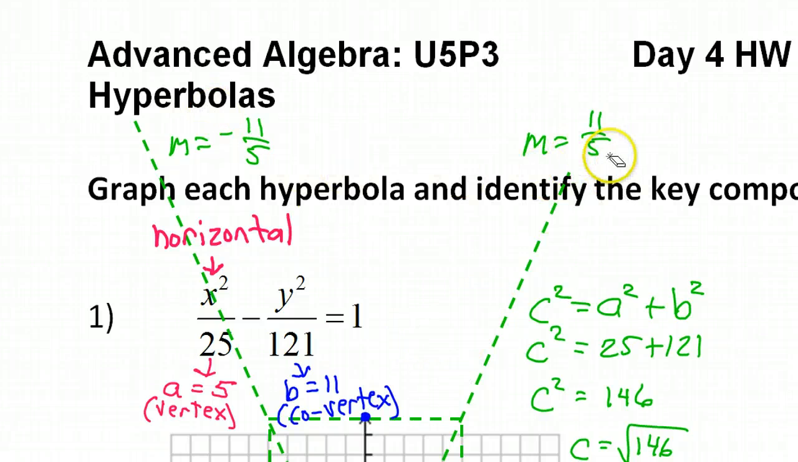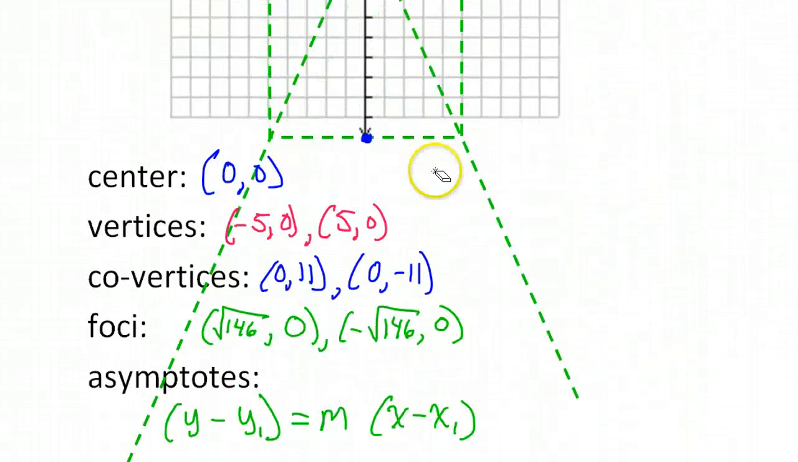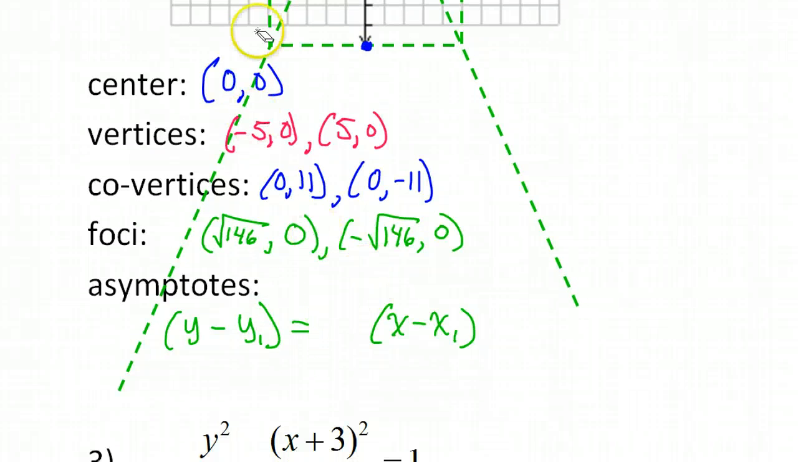So that's always going to happen. They'll be the same, only one's positive and one's negative. So what you can do to capture them both at once is just go ahead and put plus or minus 11 over 5. So you're writing the equation of both asymptotes at once.